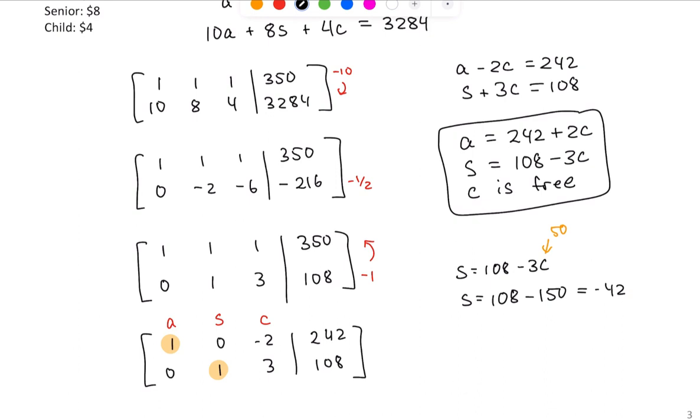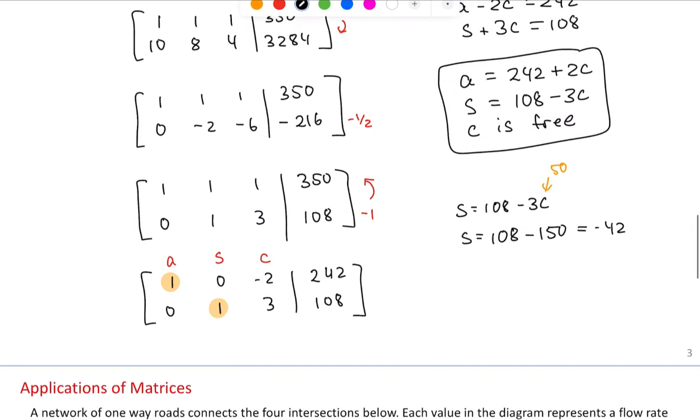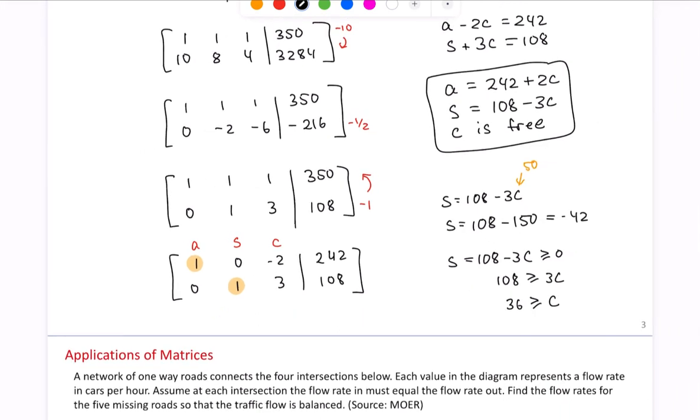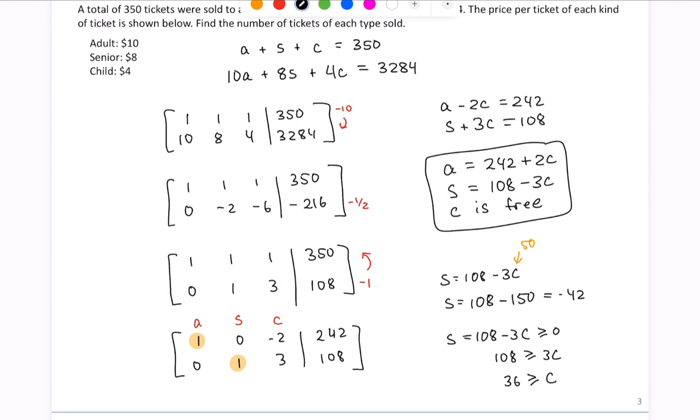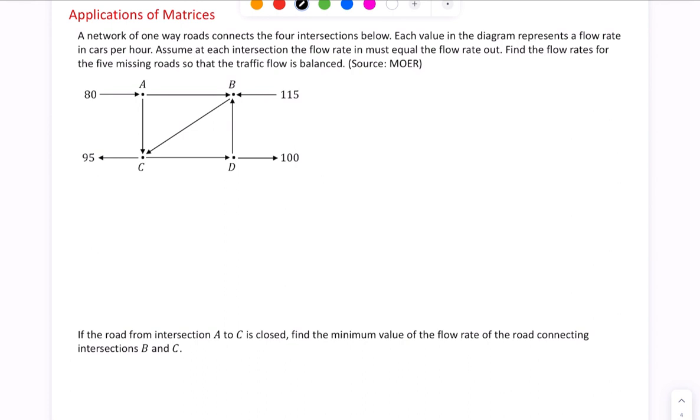In fact, knowing that all of these variables only make sense if they are positive, we could make the following claim, that S, which equals 108 minus 3C, has to be bigger or equal to 0. We can solve this for C. It means that we have 108 is greater than or equal to 3C, and divide both sides by 3, and we get C has to be less than or equal to 36. So 36 would be the maximum number of children's tickets that could have been sold. Otherwise, we have an impossible scenario. But as it is, there's not enough information to know exactly how many of each type of ticket was sold. We would need extra information. Okay, let's go to the next page.